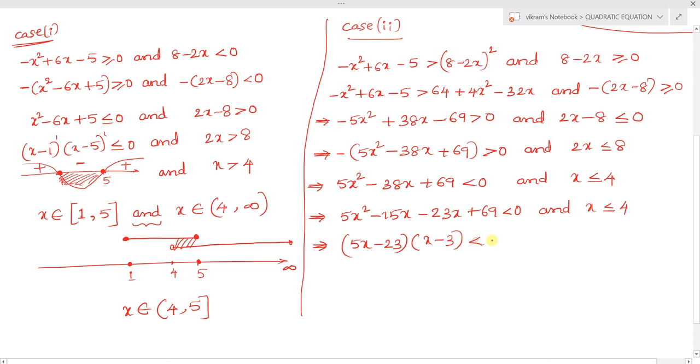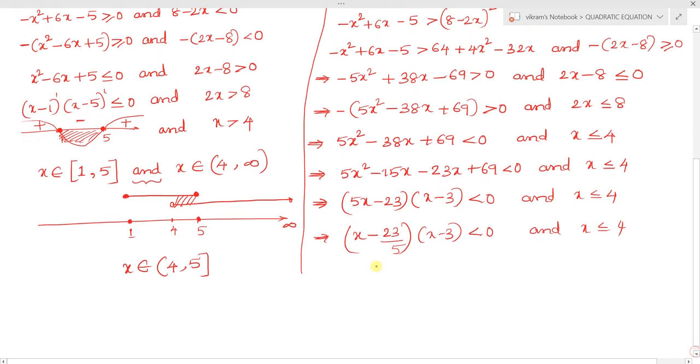These are the factors: less than 0 and x less than or equal to 4. Here, if we make the coefficient of x as 1, we get (x minus 23/5)(x minus 3) less than 0 and x less than or equal to 4.